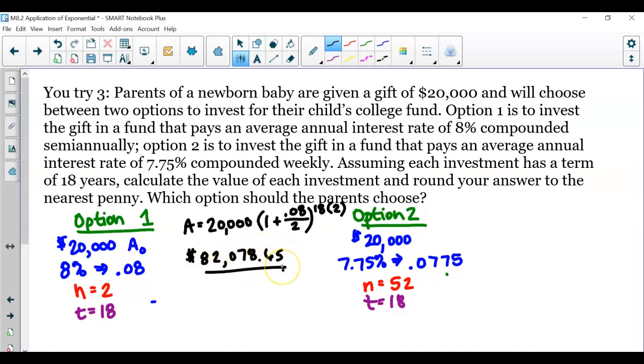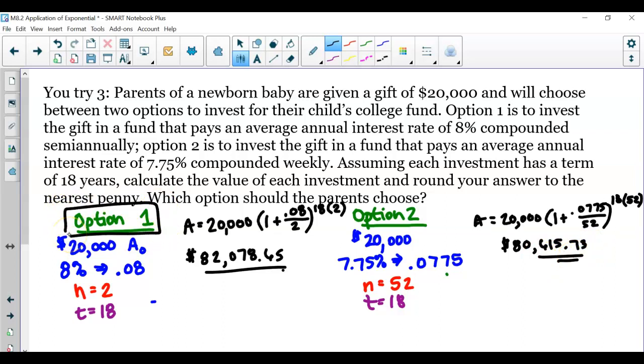$82,078.65. Now, option 2, you should have set it up as A is equal to 20,000 times 1 plus 0.0775, but now divide that by 52. Raise again to the time in years 18, but multiply that value also by 52. So once you put that in the calculator, you should have gotten approximately $80,615.73. So notice how the option that the parents should have gone with is option 1.